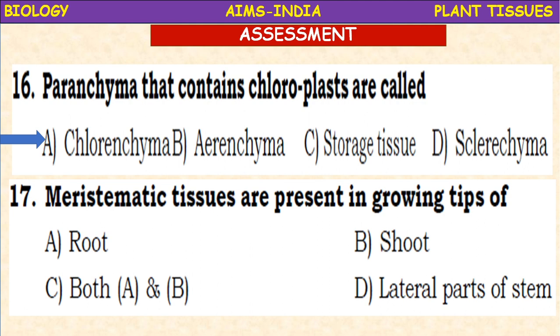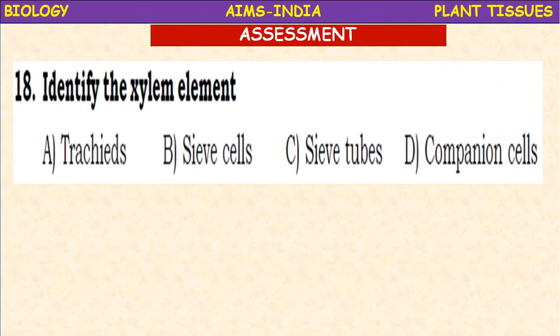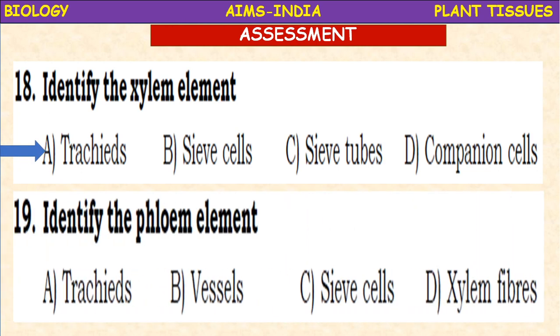The meristematic tissues are present in growing tips of, very simple, root and shoot. Next, identify the xylem element. Here 4 options are given, from which you have to select which is the xylem element. Tracheids, sieve cells, sieve tubes, companion cells. So xylem tracheids. Identify the phloem element here. Here tracheids, vessels, sieve cells, xylem fibers are given. So here sieve cells.